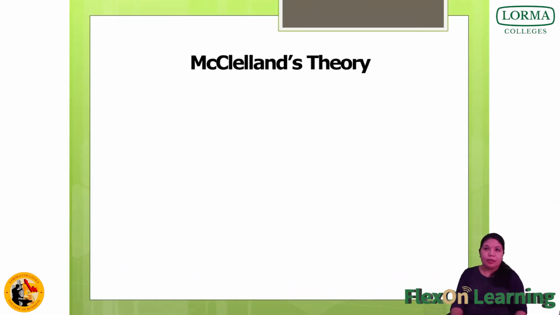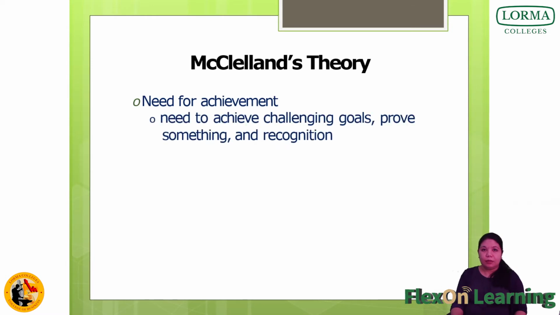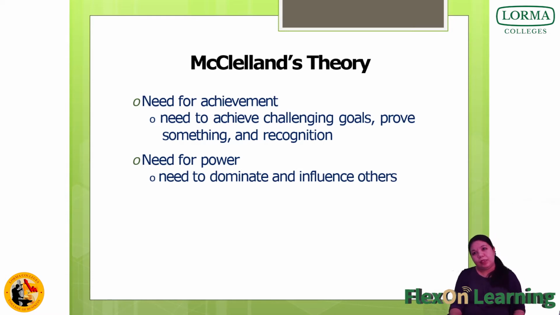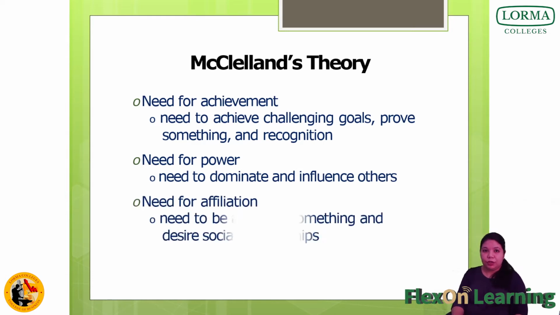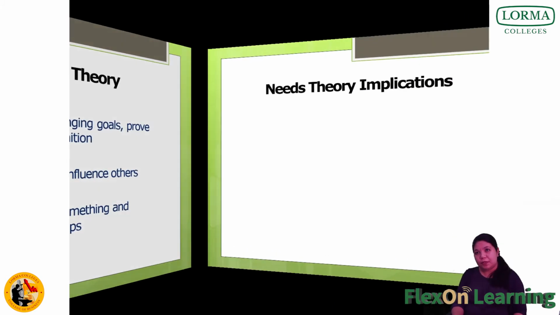We have also McClelland's theory: the need for achievement, the need to achieve challenging goals, prove something, and gain recognition. And we know that people learn, and we are motivated to learn when these kinds of needs are met. Okay, when we achieve something in our life, that's also one motivation to learn more. The need for power is the need to dominate and influence others. The need for affiliation is the need to be a part of something, the desire for social relationships.